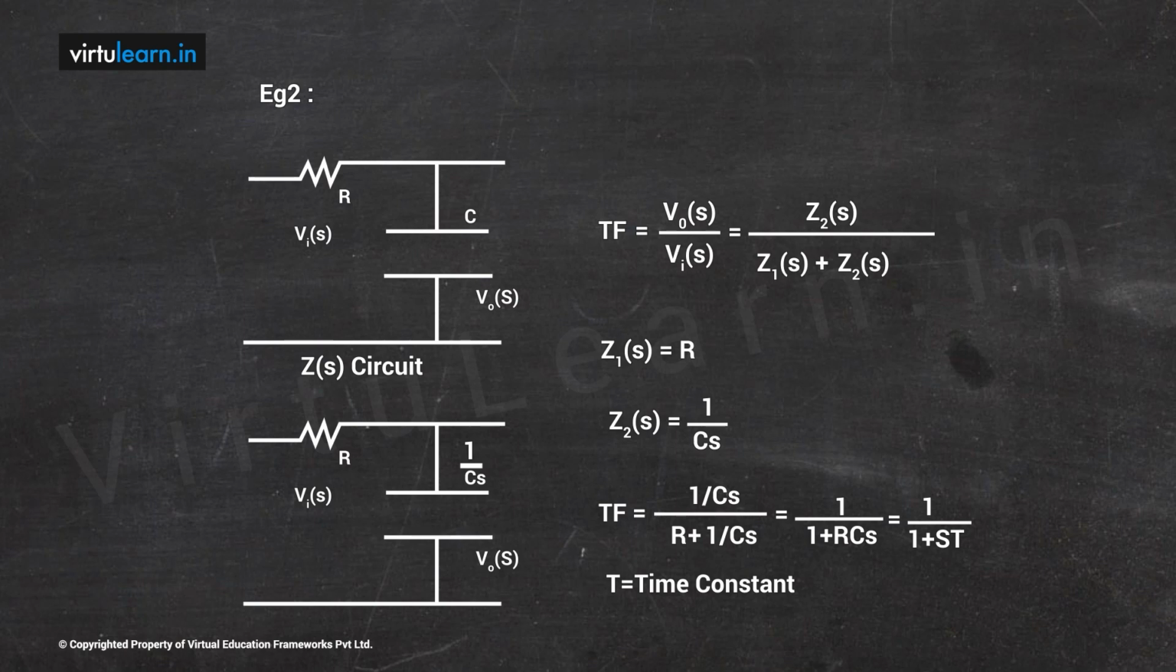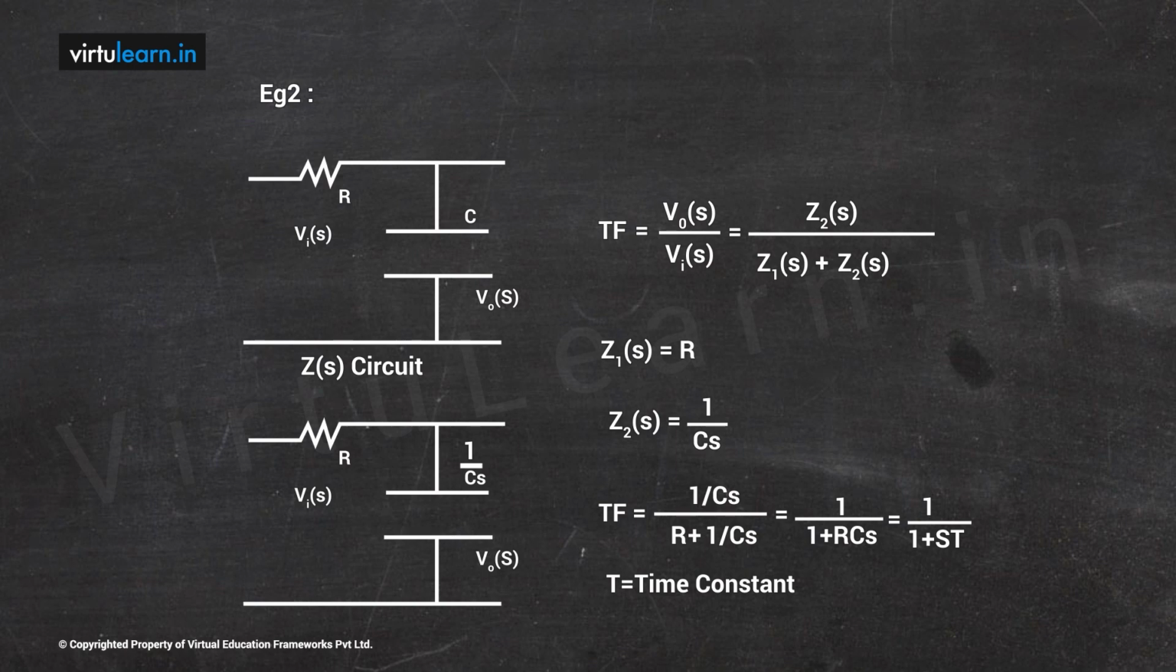Now, when I take the transfer function of the first system, 1/(1+RCS), and equate the denominator to 0, what will be S? Minus 1/RC. The location of the pole is -1/RC. So what is the time constant? RC. Now I have the relation between the pole and time constant. Magnitude wise, pole and time constant are reciprocal of each other, right?